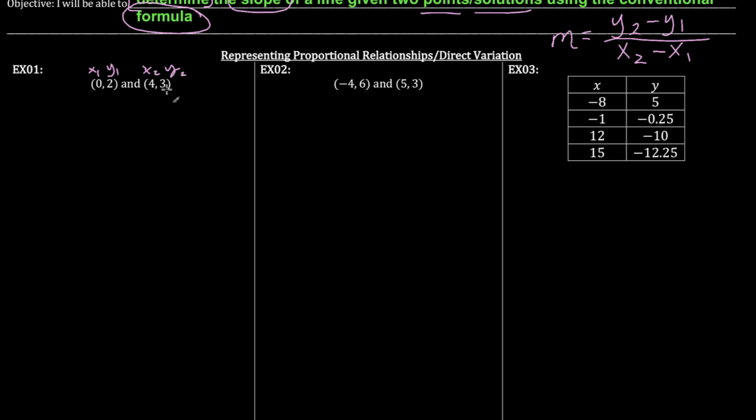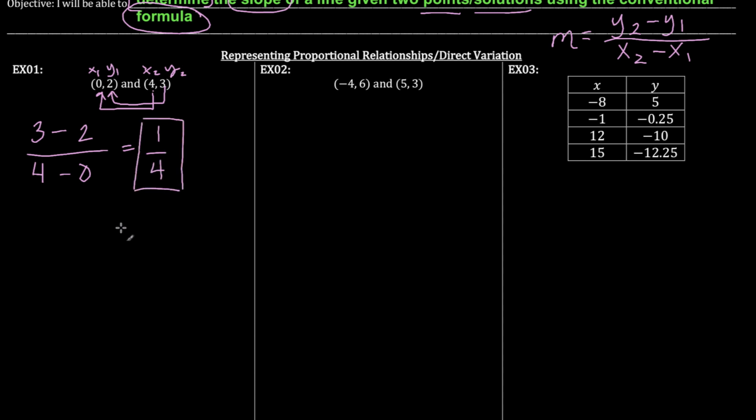So we're going to take this y2, which is 3, and we are going to subtract the other y, which is 2. And then we're putting that over 4 minus 0. So 3 minus 2 is 1. 4 minus 0 is 4. We can't reduce. This is it. And then just put the decimal form.